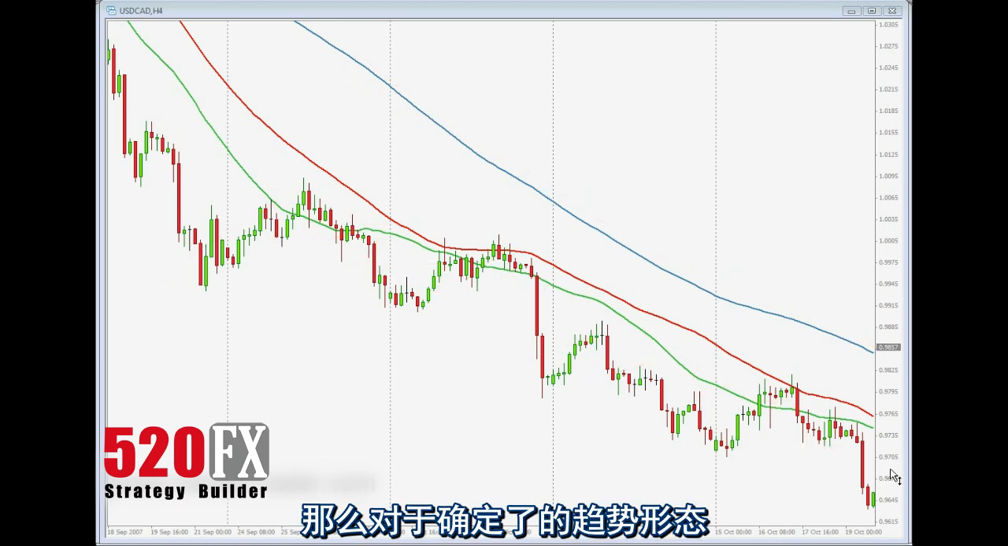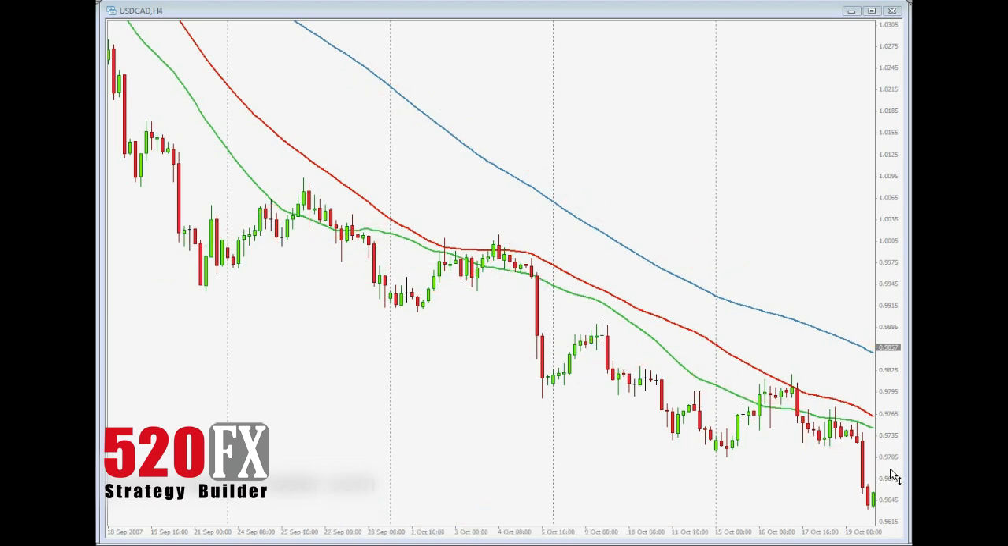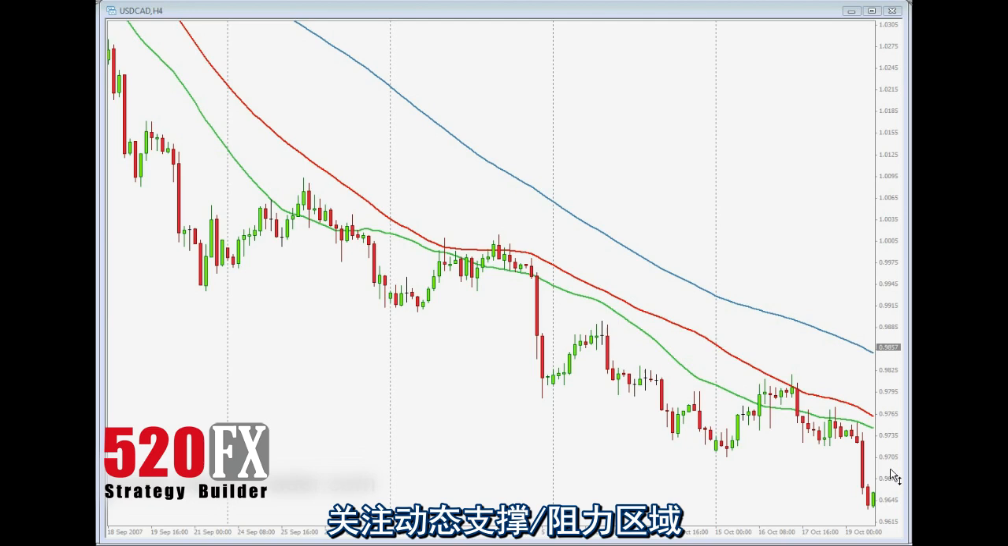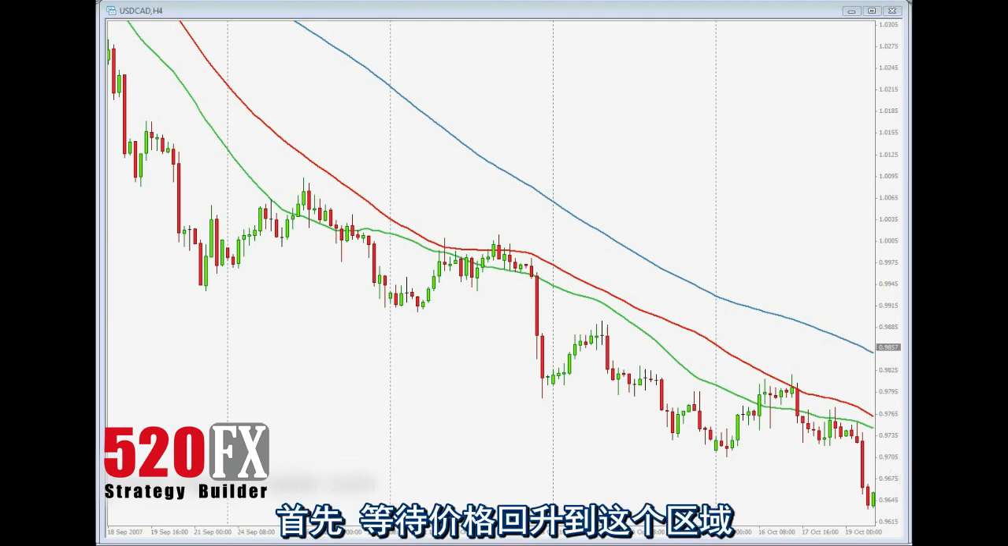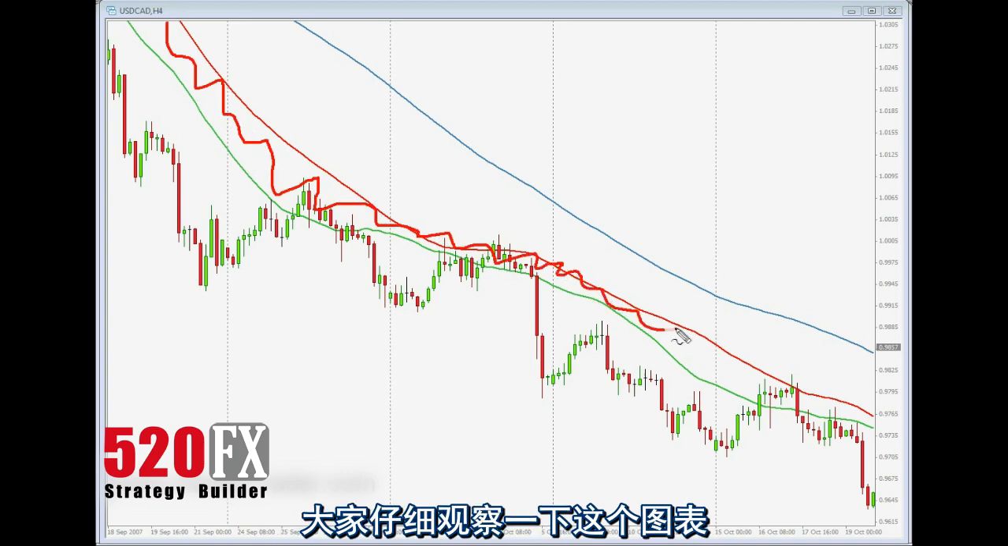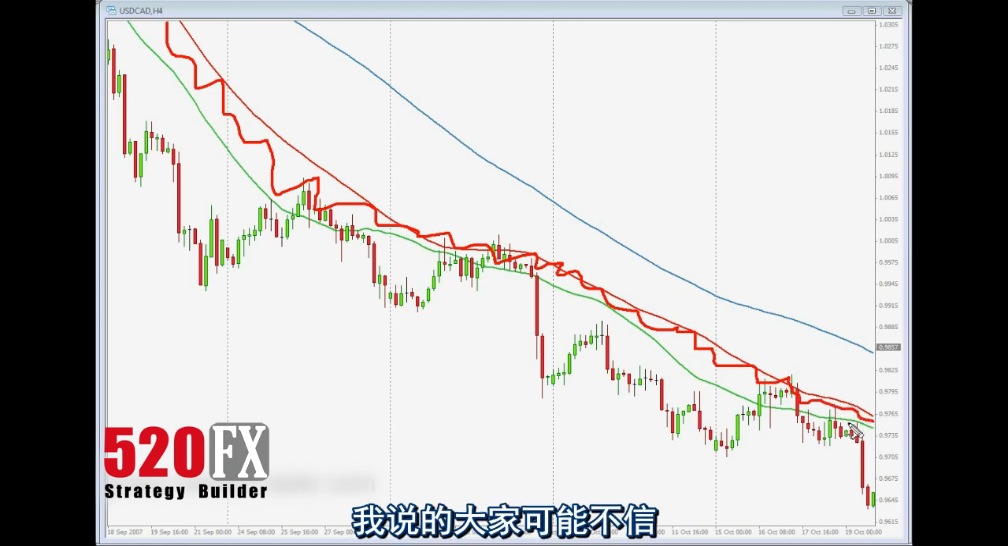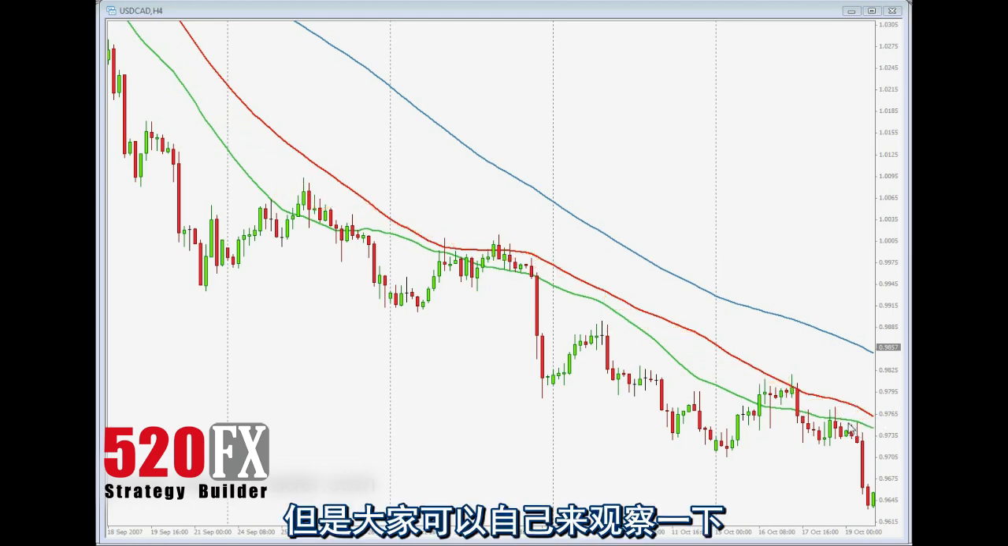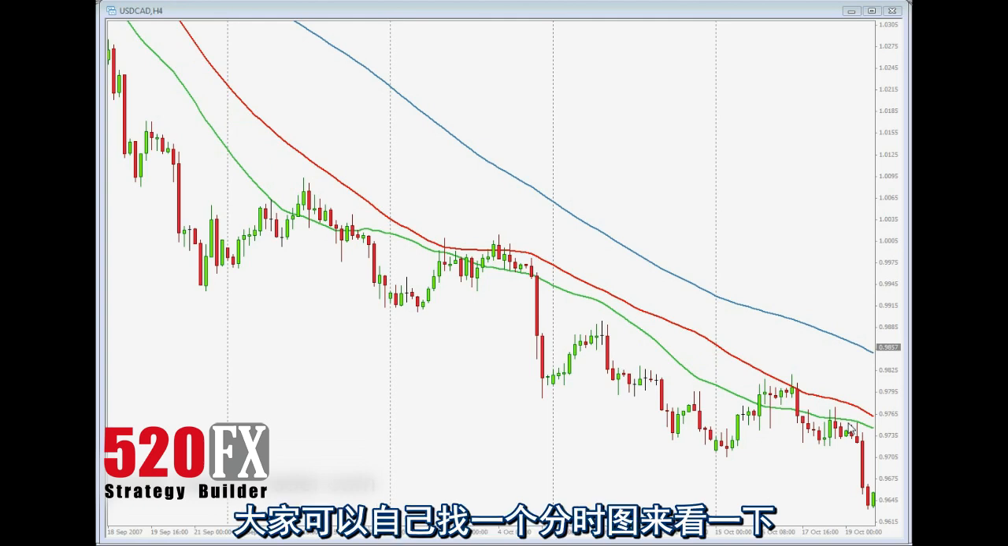In a trending scenario, then, what do we do? We keep an eye on the dynamic area of support and resistance. As usual, we wait for price to reach this area once again and have a look. Just look at the chart. You don't have to believe me. Just look at the chart. In fact, just look at your own charts.